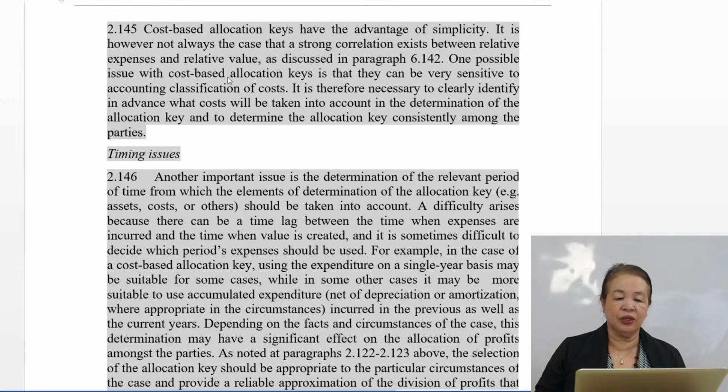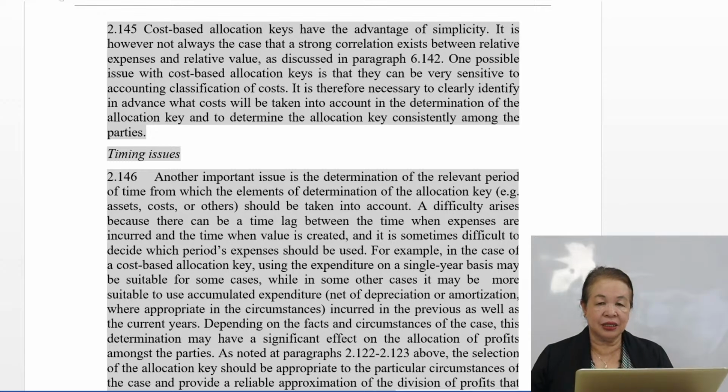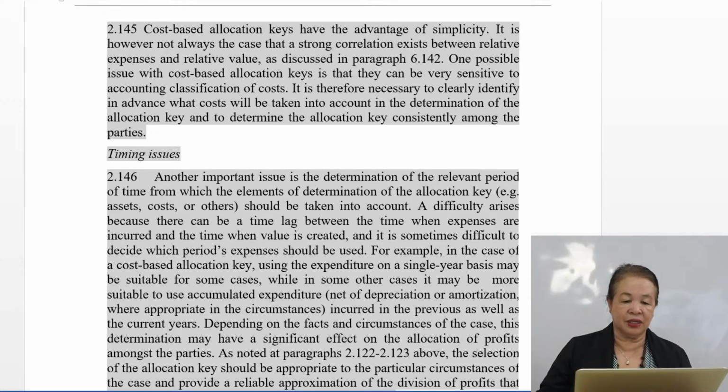One possible issue with cost-based allocation K is that they can be very sensitive to accounting classification of cost. Of course, kasi pagka ang isang expense or yung cost ni-reclassify mo, magiging iba na yung mukha ng iyong financial statement. Halimbawa, yung isang expense na classify mo siya as direct cost. So, ano yung magiging effect nun? Liliit ang gross profit. Pero pagka kinlassify mo naman siya as operating expenses, same pa rin ang gross profit. Ano ang liliit? Yung net income or net margin.